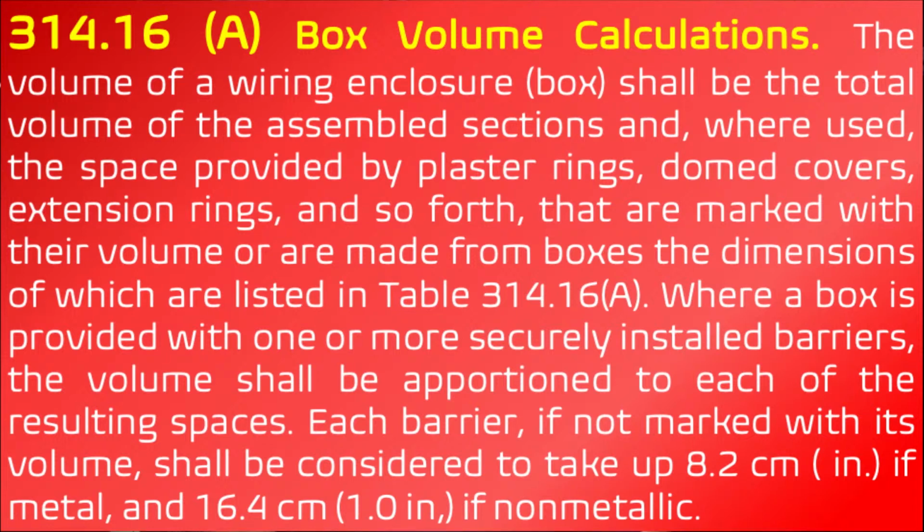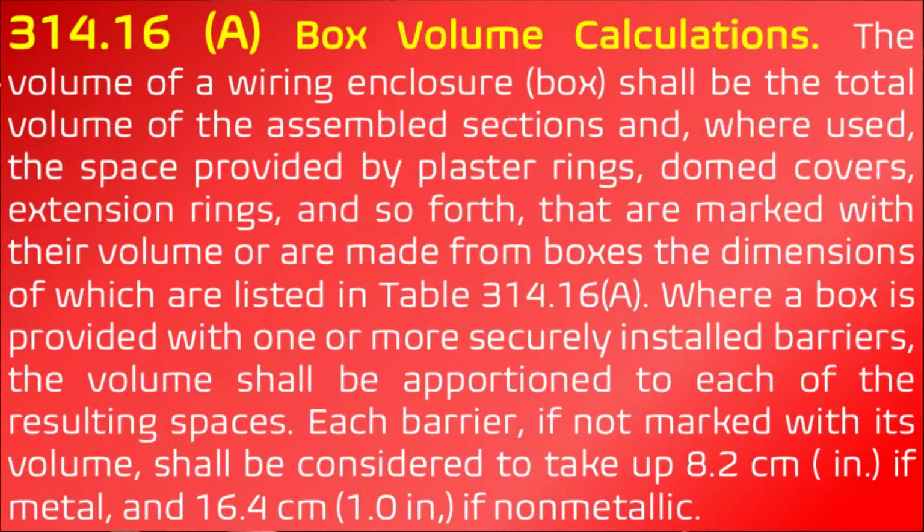Let's look at A. So now we're talking about box volume. The volume of a wiring enclosure box shall be the total volume of the assembled sections. And what they're talking about here is, if you're in a residence and we're using plastic or fiberglass boxes, generally those boxes are going to just be what they are. When you get into commercial buildings and you're using 4 square boxes, the ring actually gives you a little more cubic inch. And because of that, it is allowing you more space for your conductors for this calculation. So that's what this is talking about.